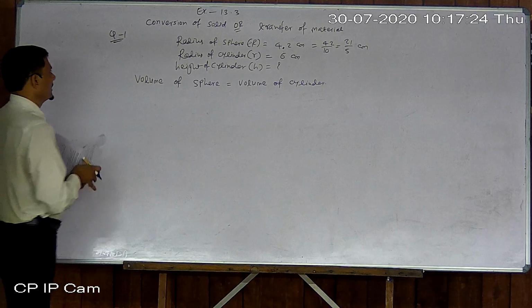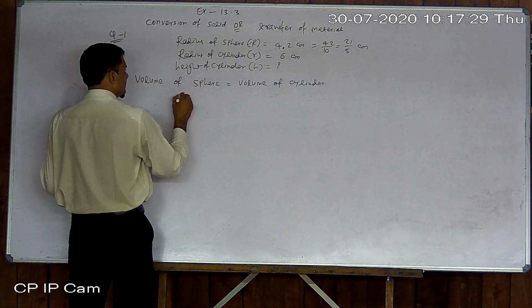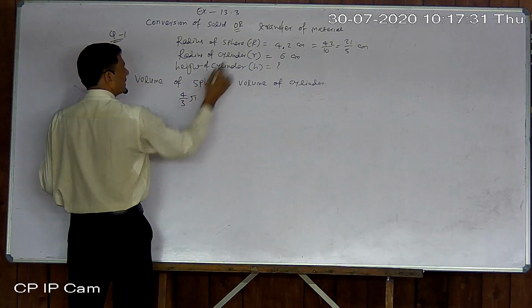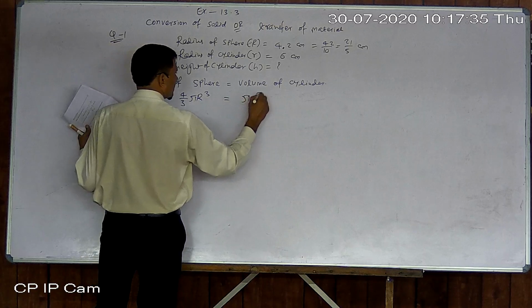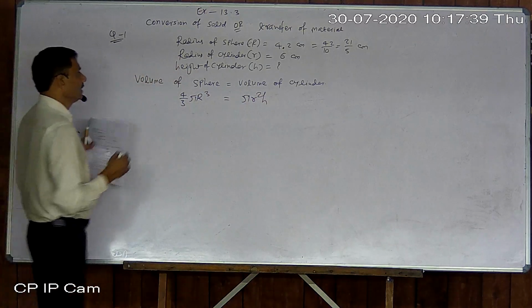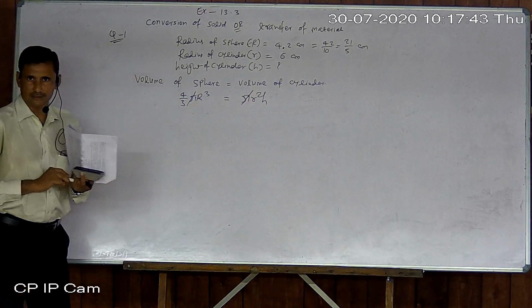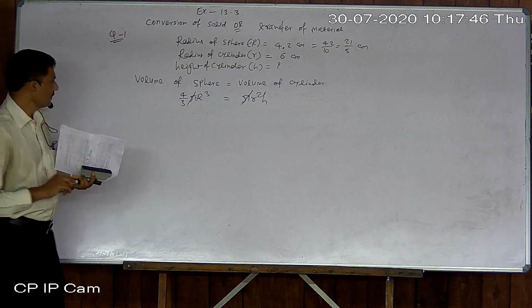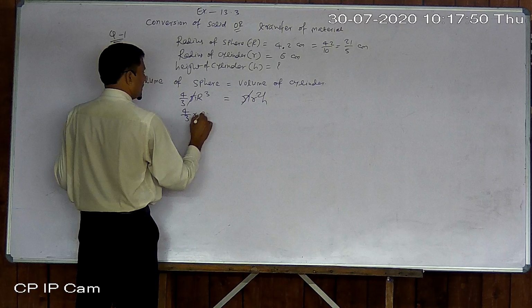Okay. Now write down the formula for both. This is 4 by 3, R is capital here and here small. Pi r square x. Pi cancels. Mostly pi always cancels this way. Now whatever is left, just write down first once, and then plus the values.